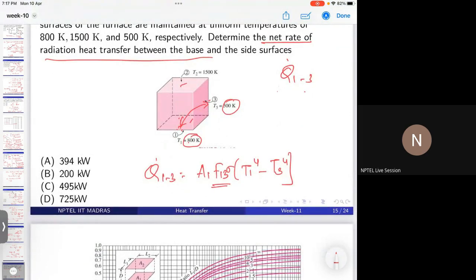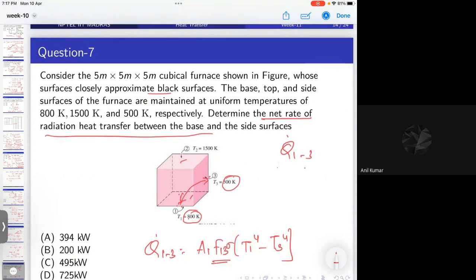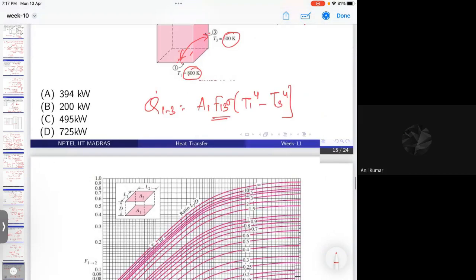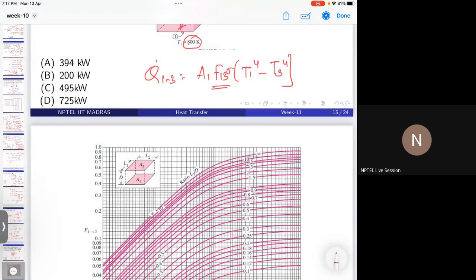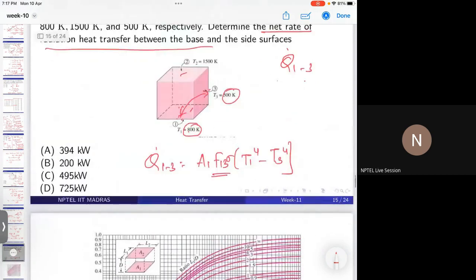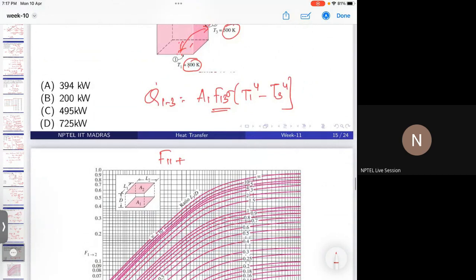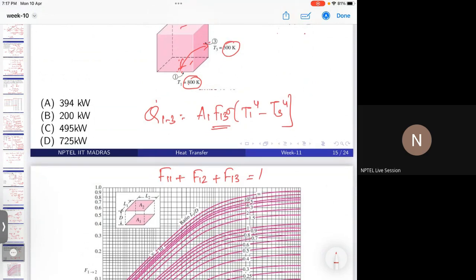That is our task because other things are given. What about emissivity, sir? It's asked to assume black surfaces, then emissivity is 1. Okay, sir. So we have to find out F13. We cannot directly find out F13. So F11 plus F12 plus F13 is equal to 1.